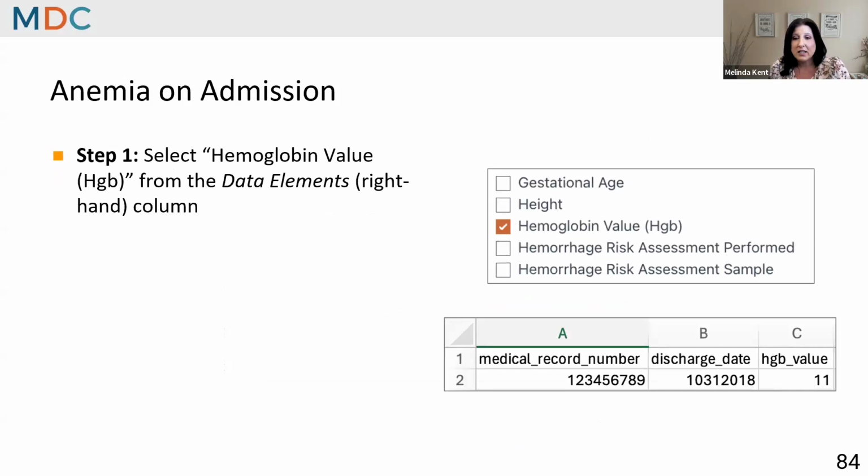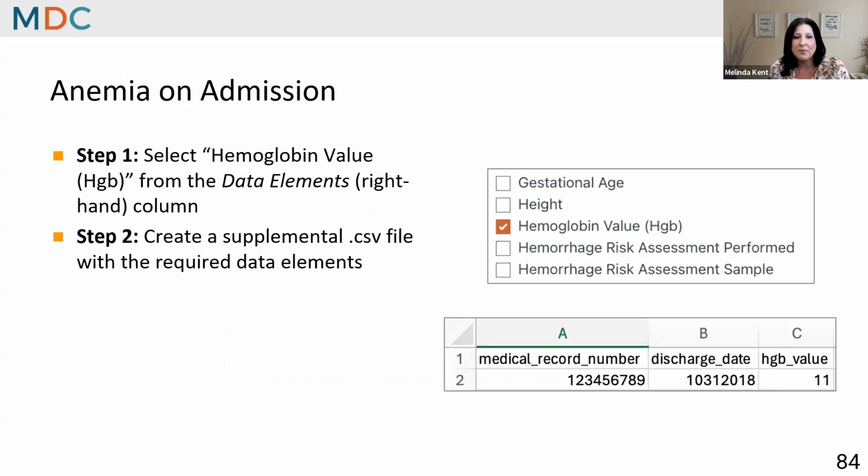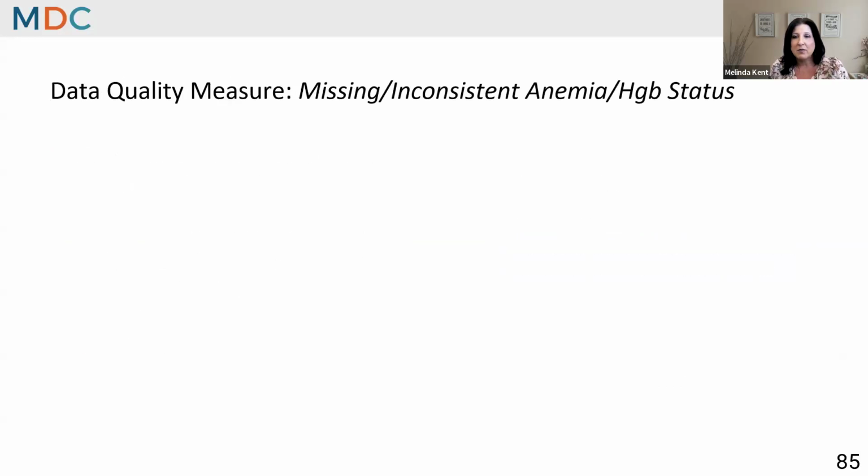So to create this record, you're going to select hemoglobin value, hemoglobin, as you can see checked, from the data elements right-hand column. You're going to create a supplemental.csv file with the required data elements: patient identifier, discharge date, and hemoglobin value. And then the data can be uploaded. After that, you can evaluate your missing, inconsistent anemia hemoglobin status.